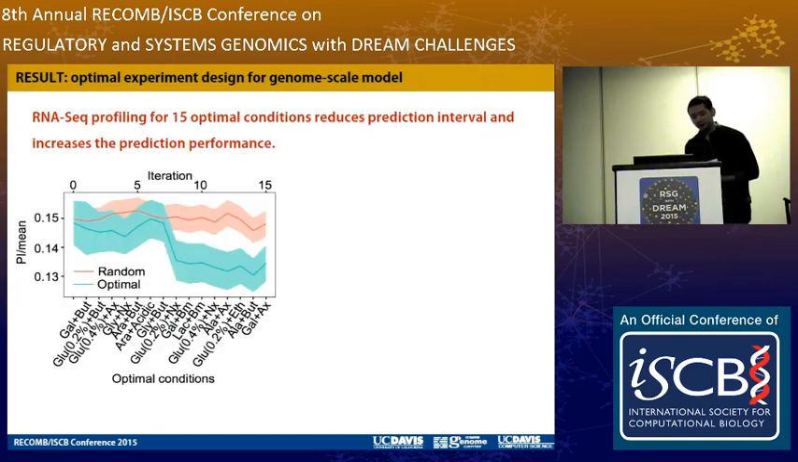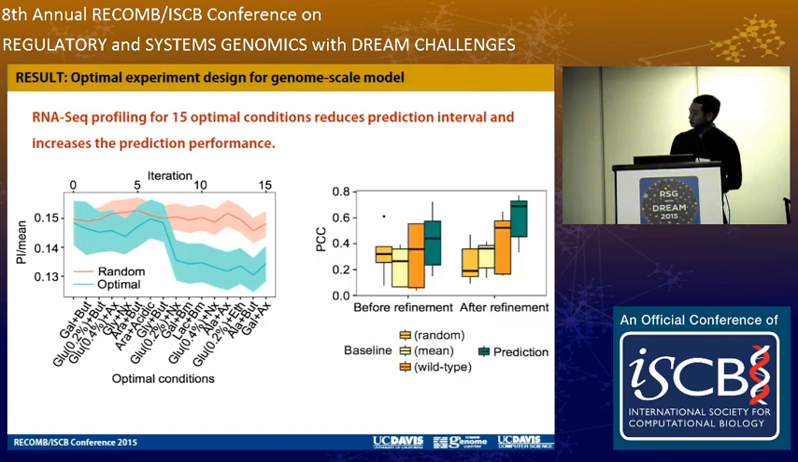So we validated this optimal experiment design by profiling the RNA-seq for the 15 optimal conditions that we selected. We were able to see that the prediction interval got smaller when we added more optimal conditions. And we also showed that the prediction performance of the genome-scale model went up after refinement with the 15 optimal conditions.